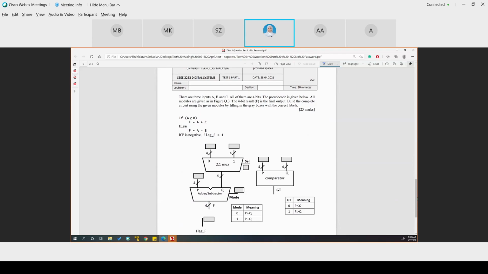So question 3 says A, B, and C. There are 3 inputs A, B, and C. All of them are 4 bits. Okay, the pseudocode is given below. The pseudocode. All modules. So there are 3 modules given as input. 4 bits is the final output.